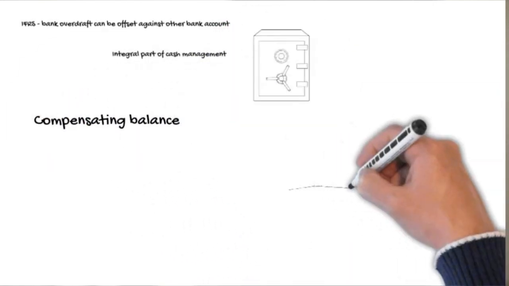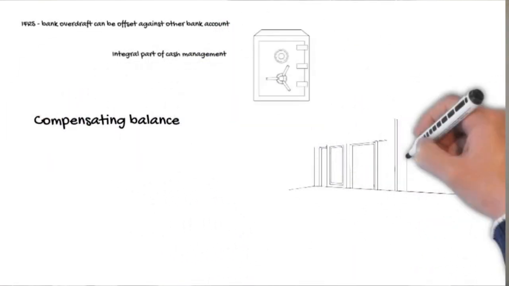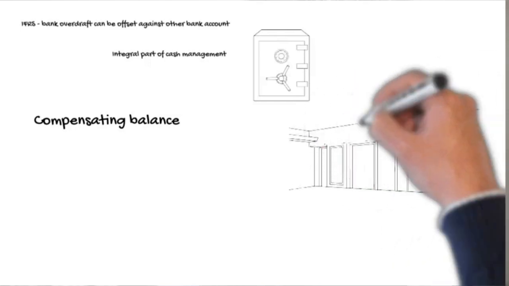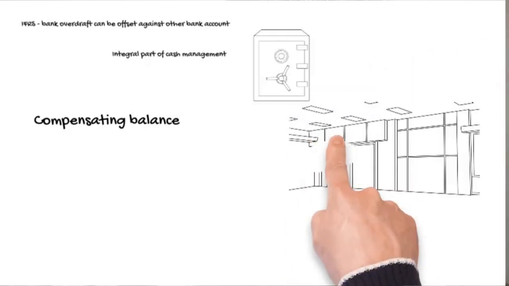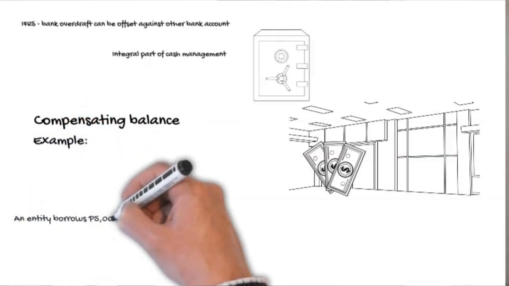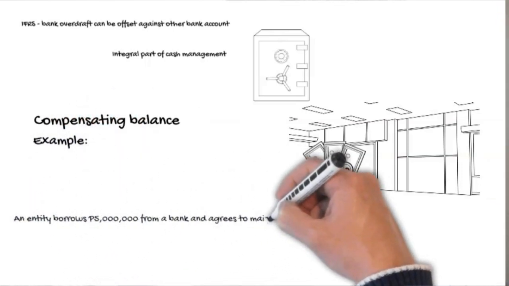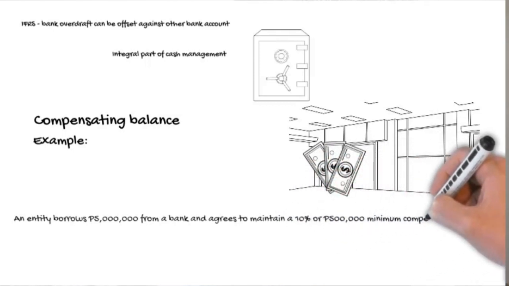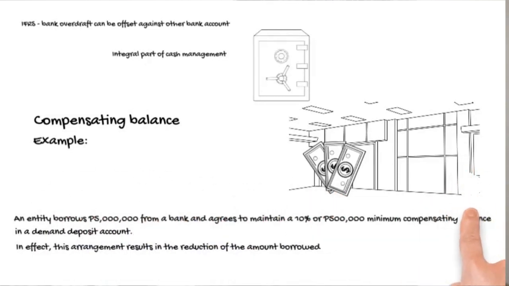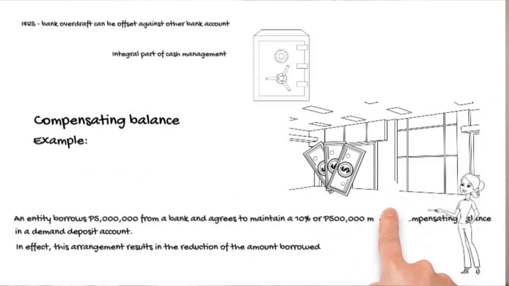Now let's talk about compensating balance. The compensating balance generally takes the form of a minimum checking or demand deposit account balance that must be maintained in connection with a borrowing arrangement with a bank. So for example, an entity borrows 5 million from a bank and agrees to maintain a 10%, or 500,000 pesos, minimum compensating balance in a demand deposit account. So in effect, this arrangement results in the reduction of the amount borrowed because the compensating balance provides a source of fund to the bank as partial compensation for the loan.